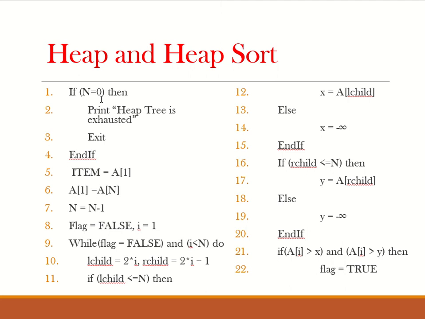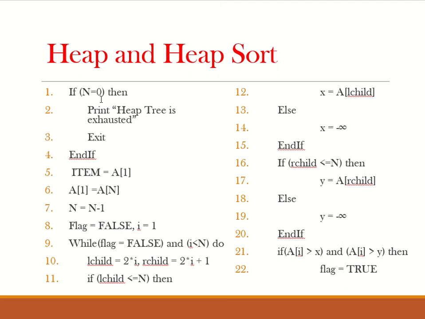Now you take it as item, then replace it with the last element. And what is the last element? It is available in A of n. So A of 1 is replaced, as you can see in line number 6. You have stored the value in item, and that position is replaced with A of n, and you decrement n by 1. Up to that everything is very good.